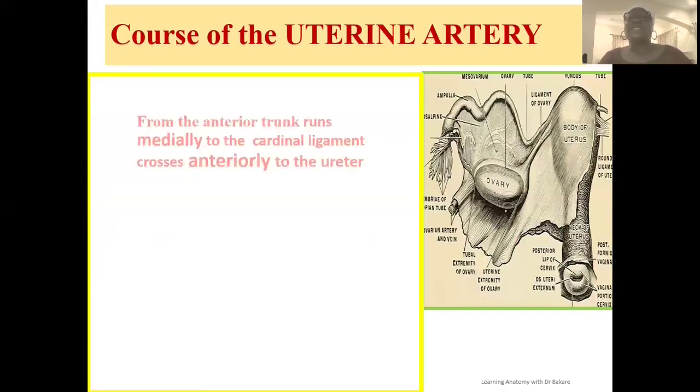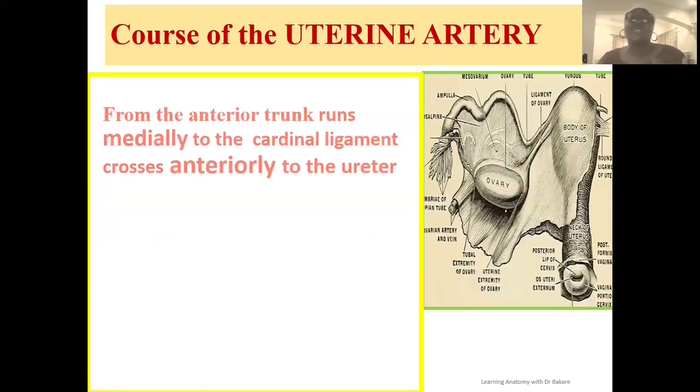Remember, we said that the uterine artery is an emergence from the anterior trunk of the internal iliac artery. So let's also use this image by the side to illustrate the course that it runs from where it emerges from. This is where we have the internal iliac artery. This is the internal iliac artery giving off the anterior and the posterior trunks. And this is what is highlighted here in red. From this anterior trunk at the front is where we have the emergence of the uterine artery. So as it emerges, you see it directed medially towards the cardinal ligament.